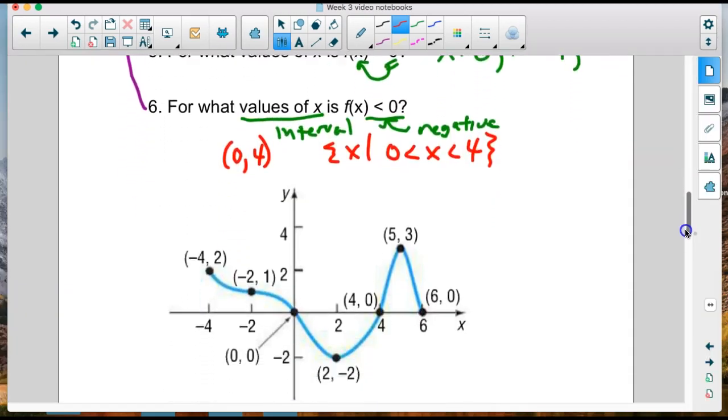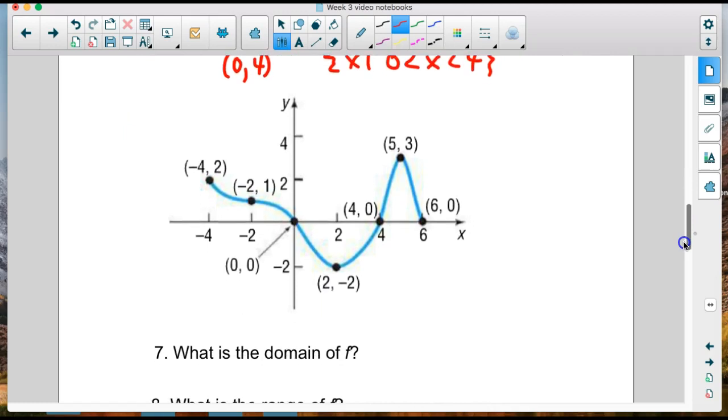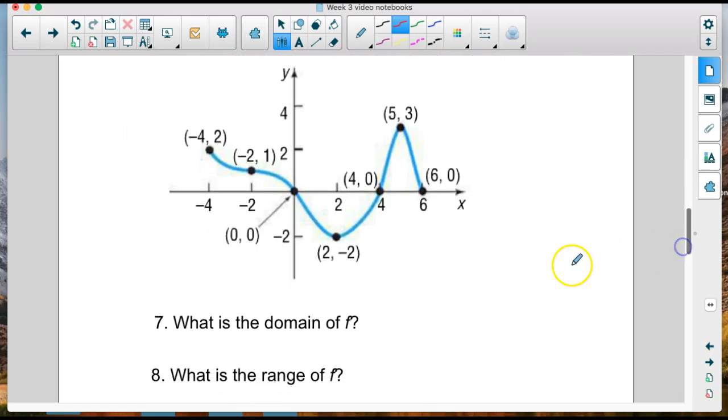All right, moving on to some more questions about this function. It's asking for the domain. The domain of a function is all of the values for the x values of the function. So our domain would start here at this point and end here at this point. So it runs from this line, that's our x values, to this line on the x values.